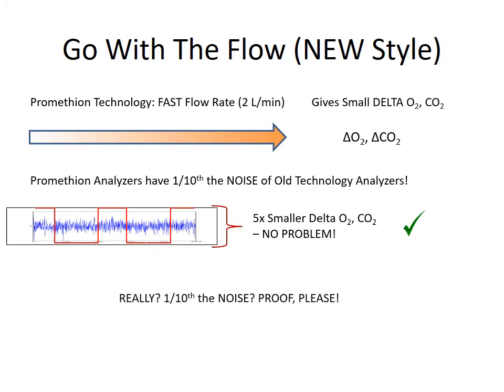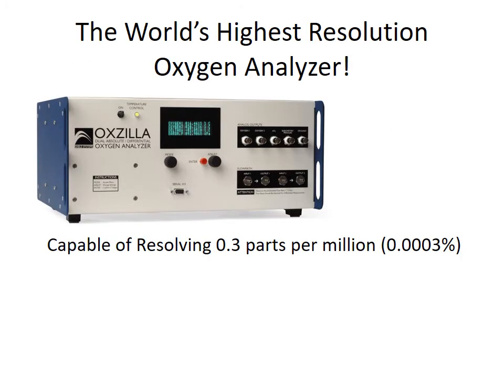Now, you might think I'm just blowing smoke. Really? 1/10 of the noise? So, I'm going to give you some proof. So here is the proof. This is the world's highest resolution oxygen analyzer currently. It is the Auxilla oxygen analyzer that is capable, and this has now been proven in the scientific literature, of resolving 0.3 parts per million, which is 0.0003%, whereas a legacy analyzer would struggle to resolve better than about 0.01%.